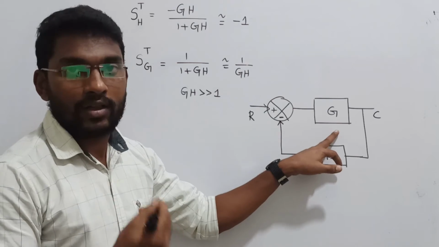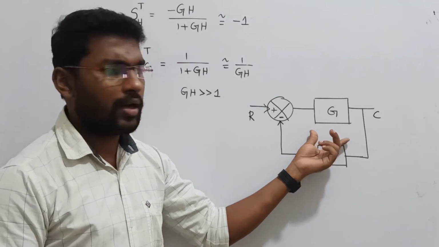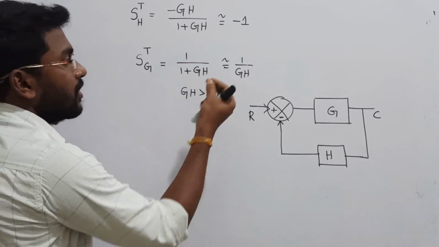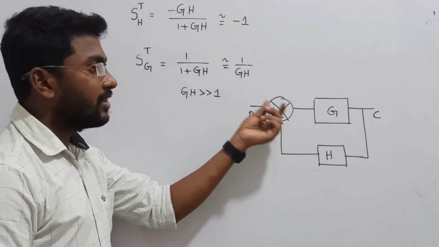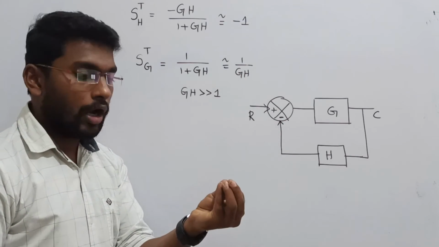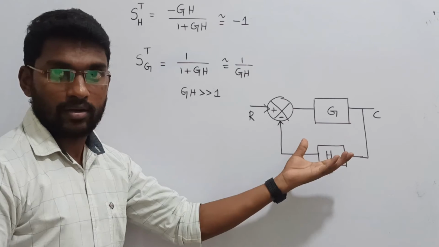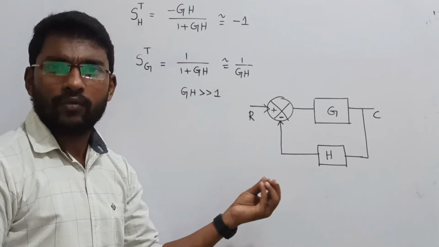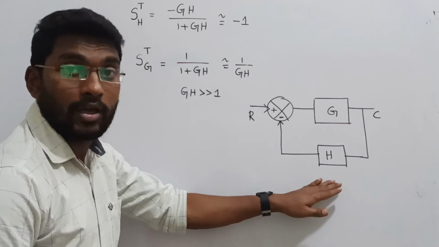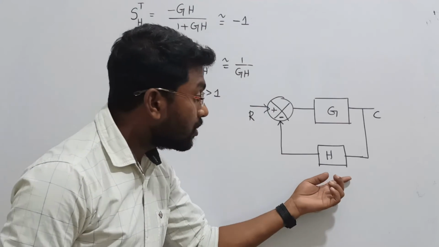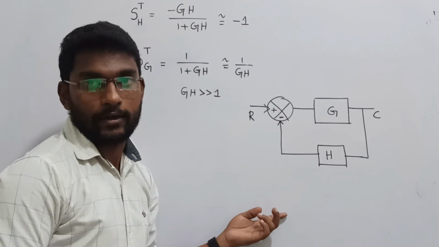If the forward path gain has reduced or increased, you can test it using this formula. If you put 1 by gh, you will get how much percentage will be changed in the overall transfer function. Like that you will get some conclusions. But the problem is you should talk about the feedback path parameters here.